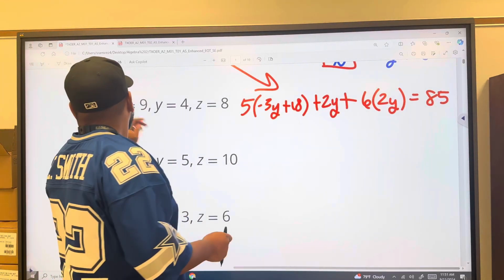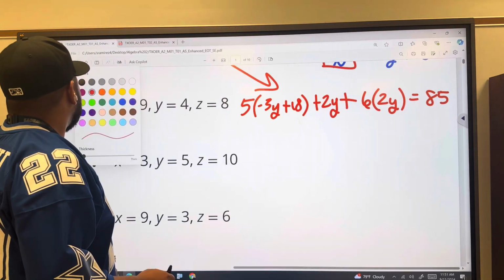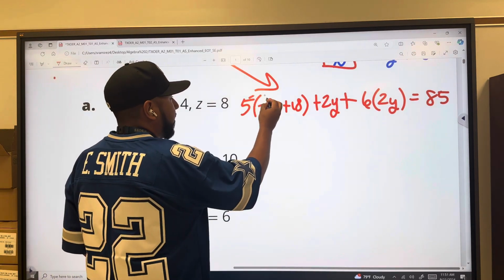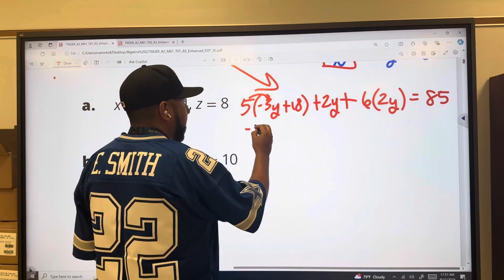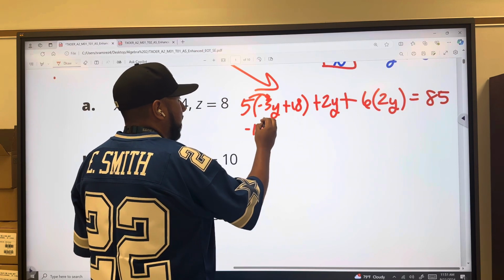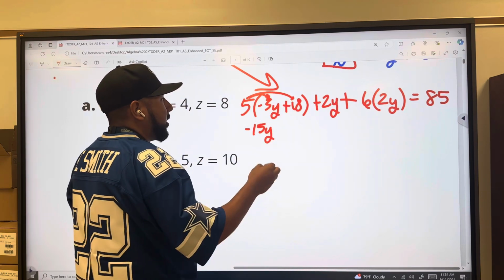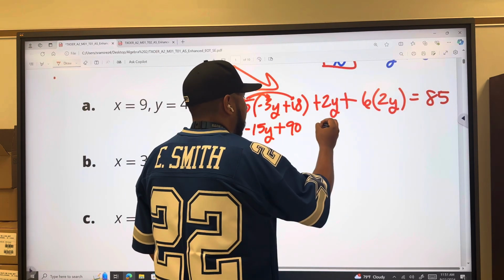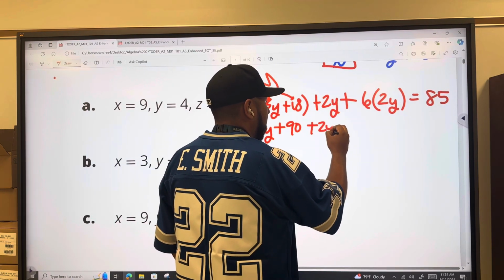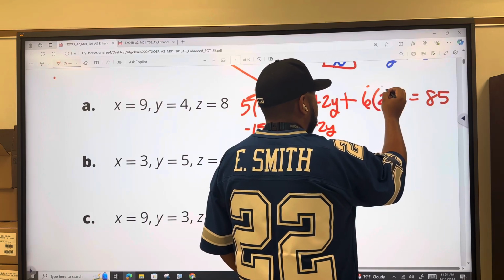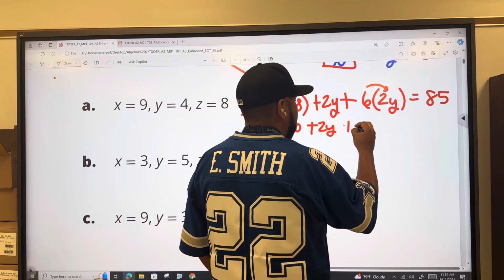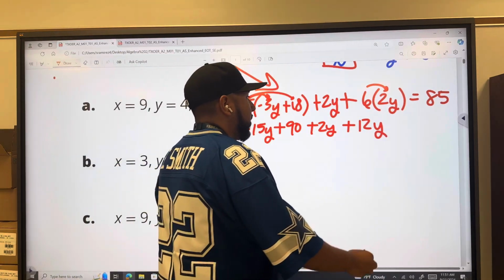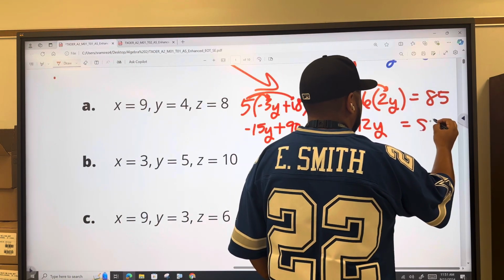Here we go. Distribute 5 times -3, -15y. 5 times 18, that's 50, 40, 90. Bring down that 2y. And then the last distribute, 6 times 2y is 12y. Sorry, I forgot the equals 85.